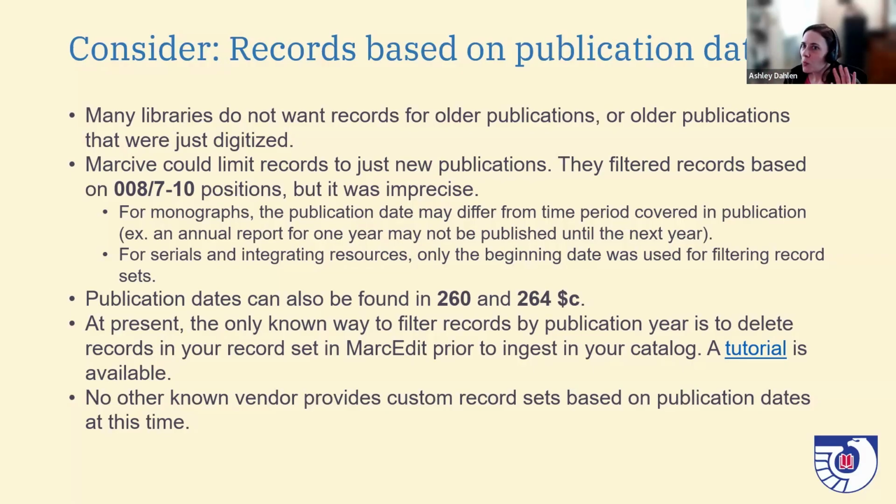There's only one known way at present to go in and filter catalog records by the publication year, and that is to do it in MARC edit using regular expressions. And so you have to basically pull your record set into MARC edit, split it apart by the publication year, and then from there you can load that into your ILS. And again, about an hour and 20 minutes ago, I loaded a tutorial that walks you through how to do that. We are unaware at the present of anyone else that is able to provide that service. OCLC is not able to do it, and none of the other vendors that we've heard of have been able to do it yet.